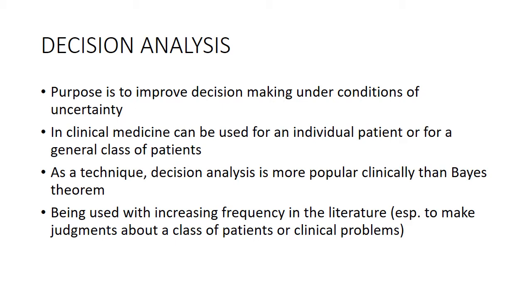Probably done a little bit more clinically than you see with Bayes' theorem, and this is being used a lot more in the literature, especially when you're trying to evaluate a whole class of patients. Like these decision pathways: okay, patient you suspect a PE, they come back with this test and these symptoms, how likely are they to actually have the disease. These are things you're going to be looking at a lot in the literature as you go forward.